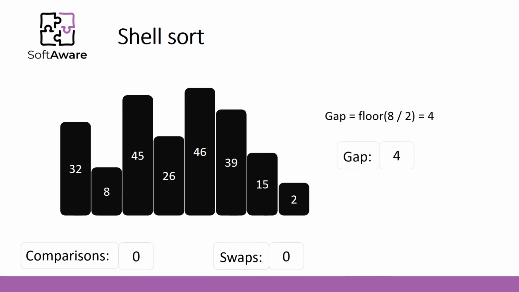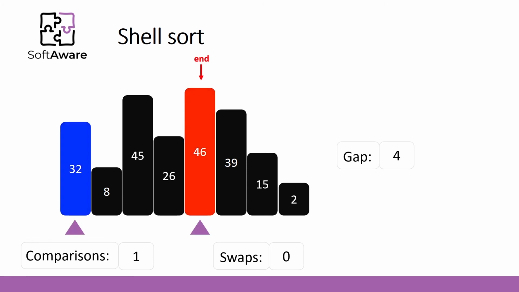It is important to mark the end of the sorted part. And remember, in every iteration, only elements with a certain gap are compared. In this slide, the end is marked with red color and compared elements are marked in blue color. If elements are in reversed order, swap them.